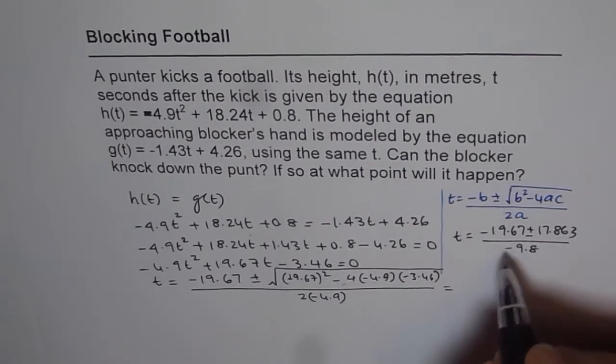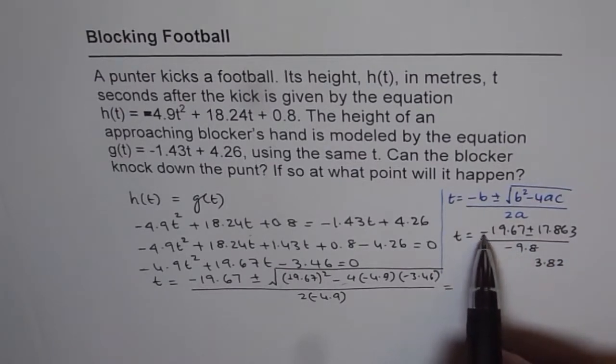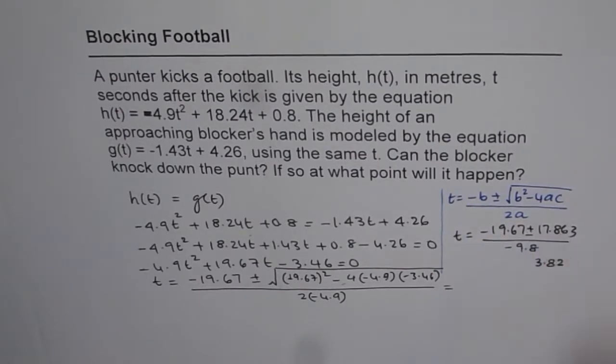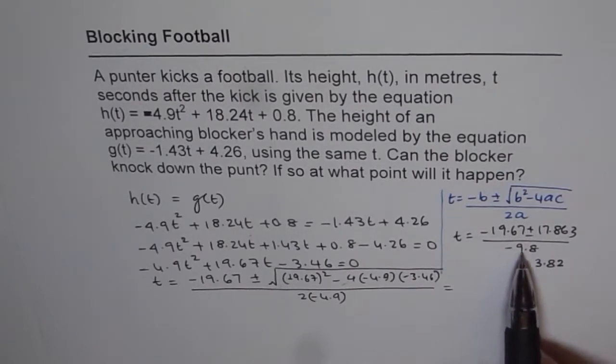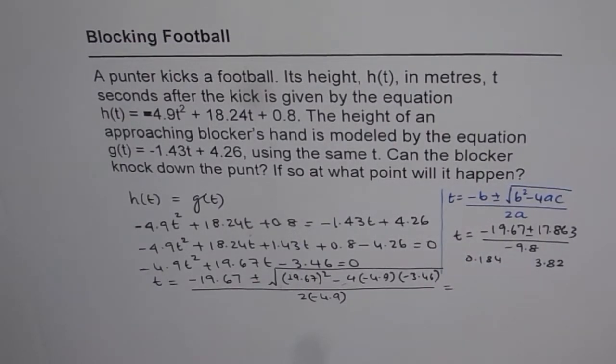So one option is 3.82 seconds, and the other option is when we do minus of 19.67 plus 17.863 and then divide by minus 9.8. That is also positive, right? So we get 19.67 minus 17.863 divided by 9.8, which equals 0.184. So these are the two possible times when the blocker can really block the ball.